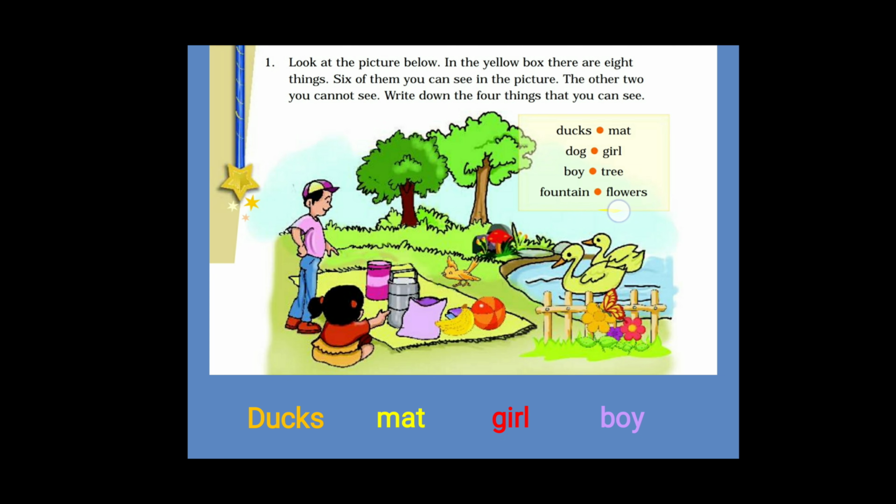Now fountain. Can you see a fountain anywhere in this picture? No. Flowers? Yes. So out of these 8 things, 2 things are not there in this picture: fountain and dog. Other 6 things are there, and you have to write names of the 4 things that you can see. Any 4 things that you can see in this picture.